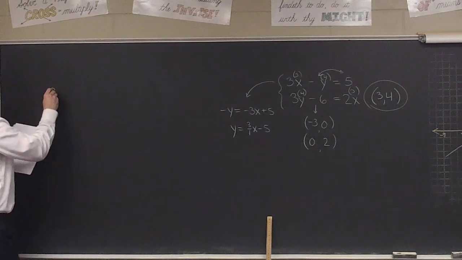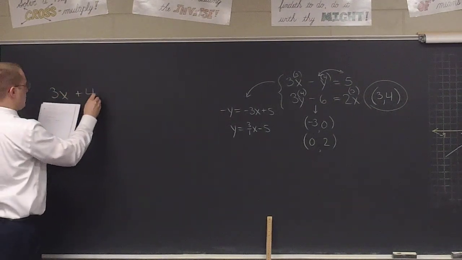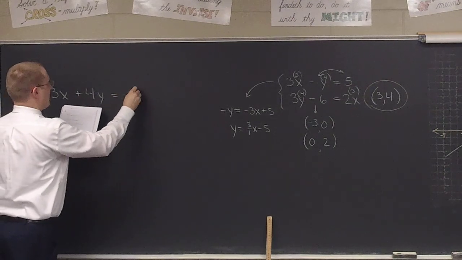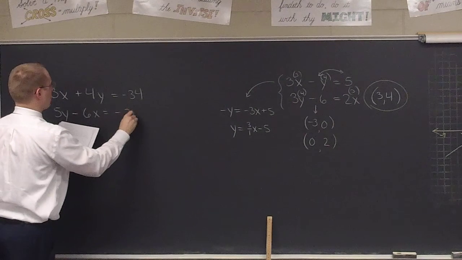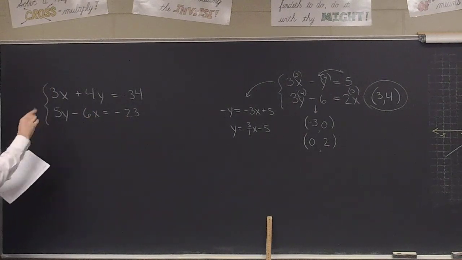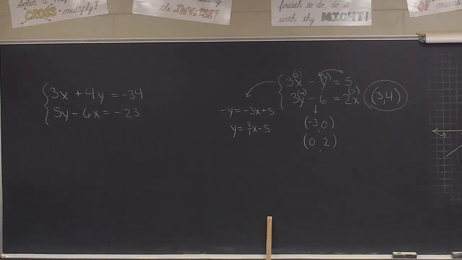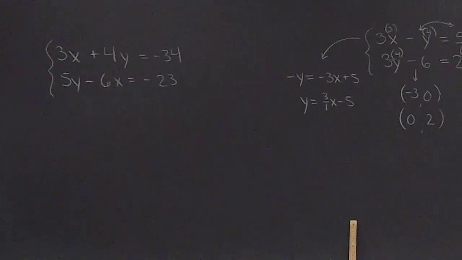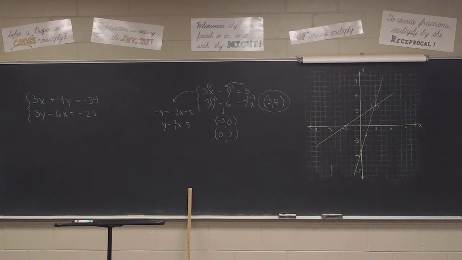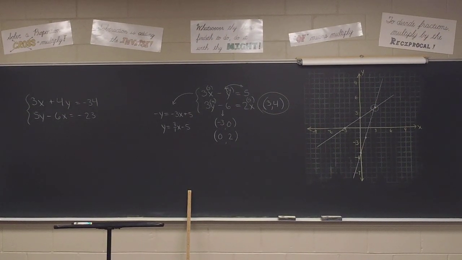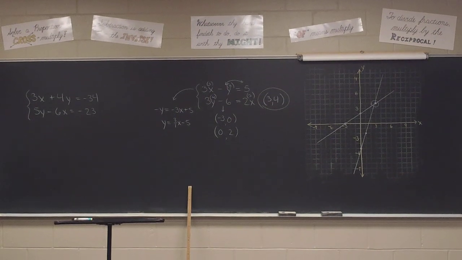So at your seats, suppose we have this system of equations, 3x plus 4y equals negative 34, and 5y minus 6x is equal to negative 23. I don't want to solve it by graphing. So probably how should we solve this system of equations? Brecken? Probably the addition method or the elimination method, whichever you want to call it, probably be our best choice here. At your seats, take a moment.